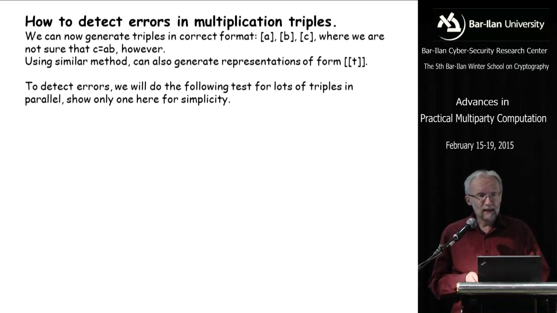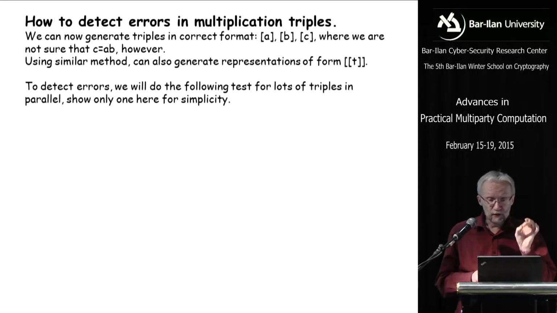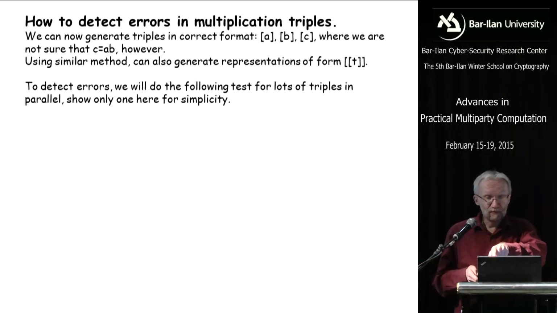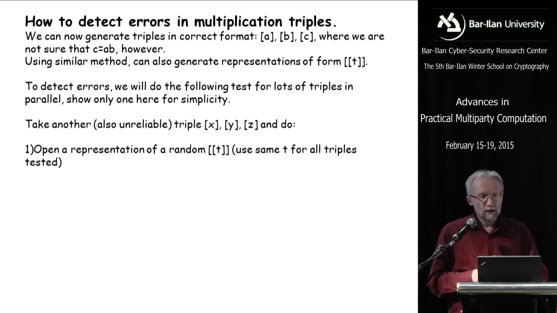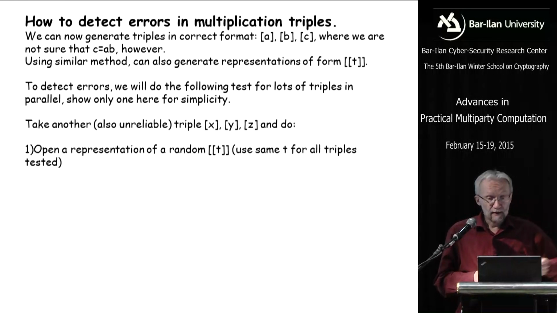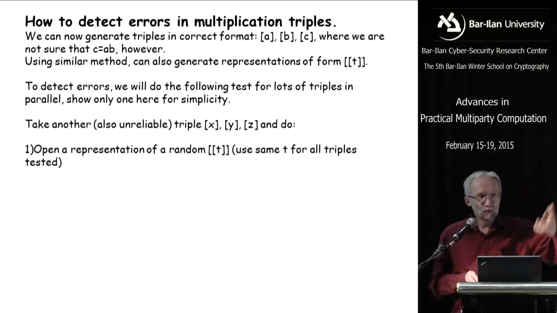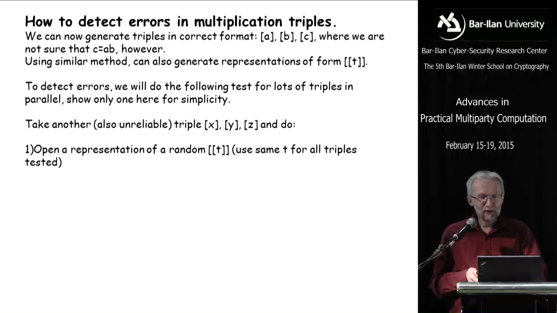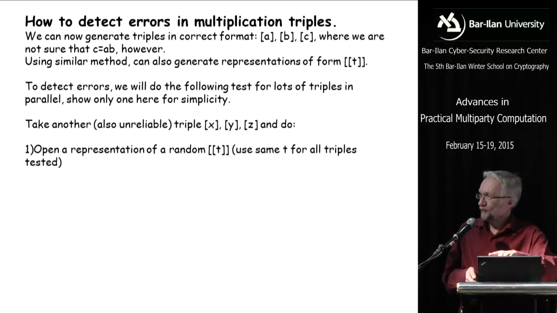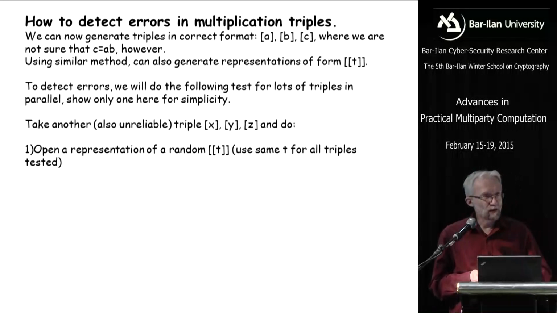So the idea is that we will do the following test. I'm just going to describe the test for one triple. In reality, what we can do is test lots of triples in parallel and use the same random value T for all of them. Okay? Good. So I'm going to take another unreliable triple X, Y, Z, and then we're going to do kind of sacrifice and conquer, if you will. So we will use this auxiliary triple to test the other one, but then sacrifice the auxiliary triple.